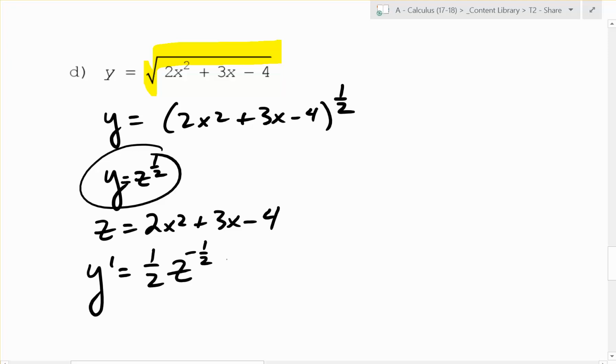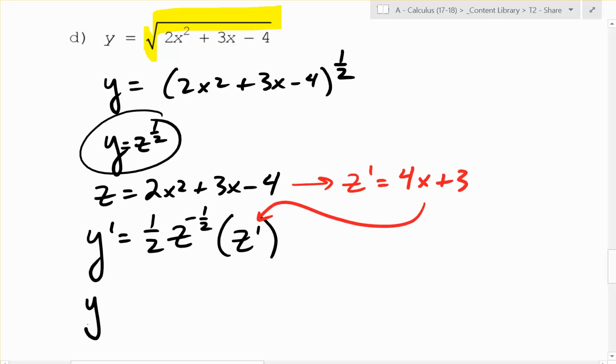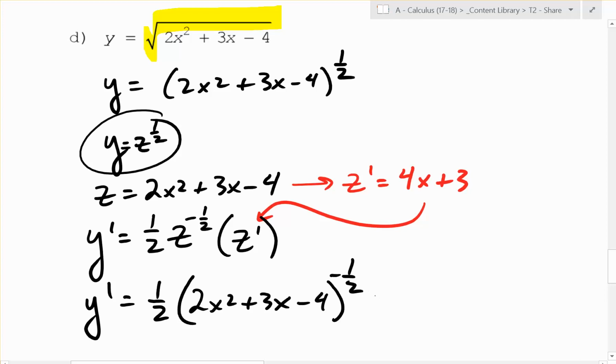Negative 1/2 times z prime. Remember that z prime has to be kicked out. And how do we figure out z prime? Well, z prime is 4x plus 3. And then you substitute back in. So you have y prime is equal to 1/2, whereas z, what's that big thing? 2x squared plus 3x minus 4 to the negative 1/2 still, times z prime, which is 4x plus 3.